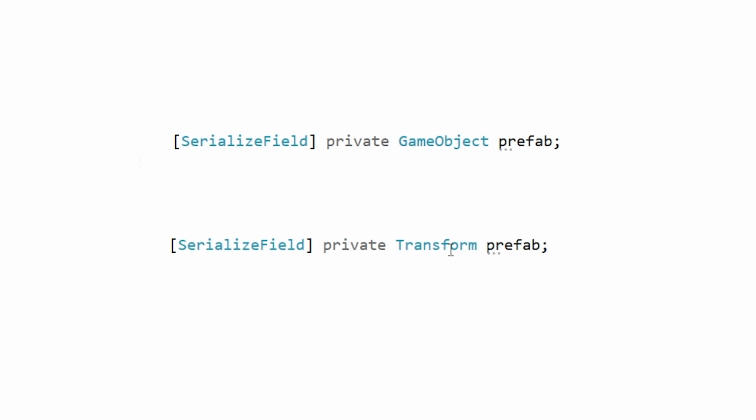Alright, so I hope this video helps clarify why sometimes you might see transform prefabs and other times you might see game objects.